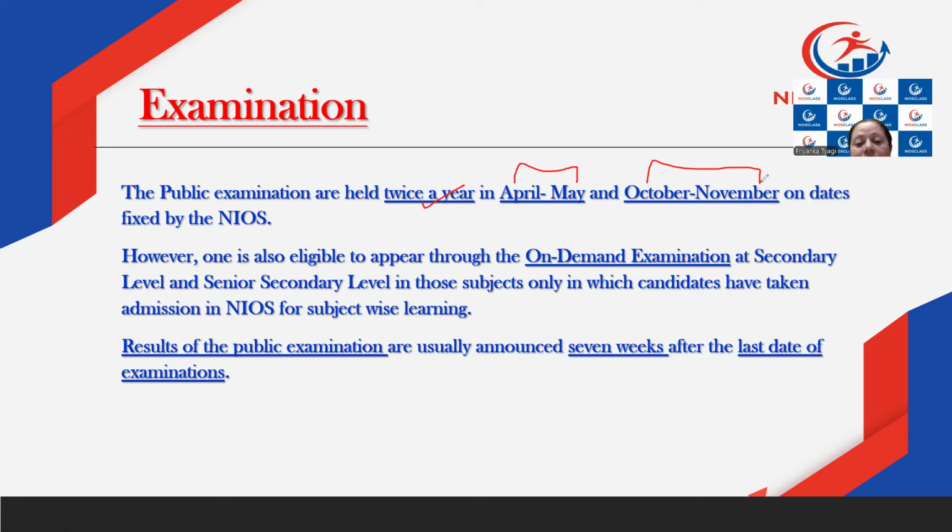And the result of the public examination, when the theory examination is over, will be declared within 7 weeks after the last date of examination. So the schedule throughout the year of the NIOS board is nicely conducted and fixed.